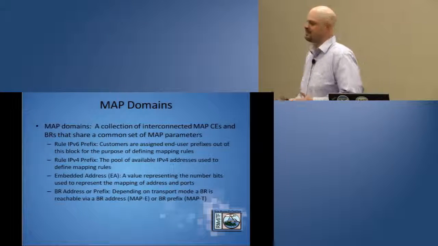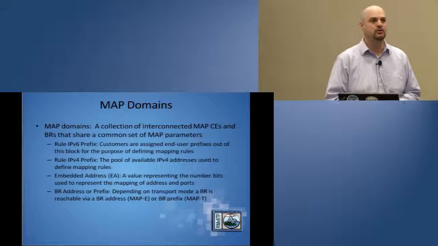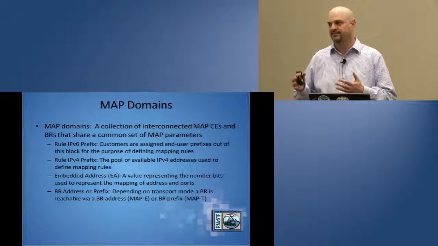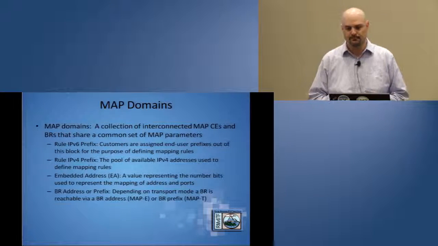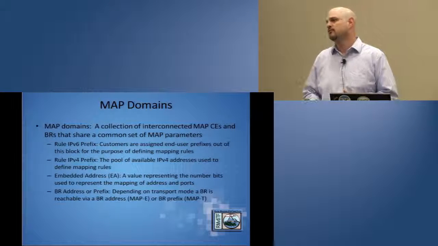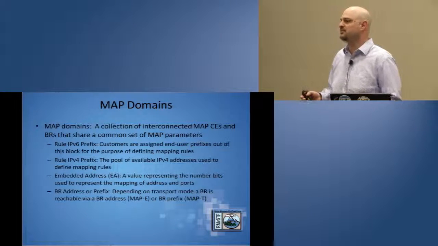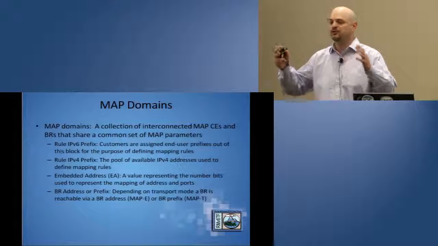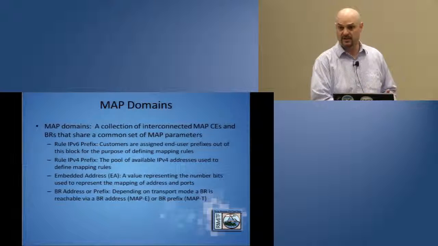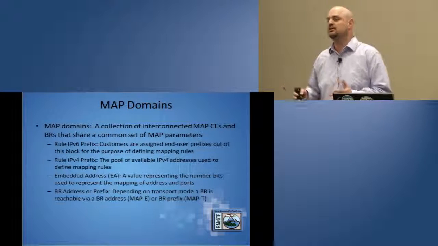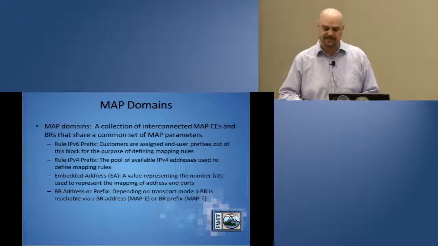So MAP deployments are made up of MAP domains. You could deploy it as a single MAP domain, but as I'll show later on in the presentation, that might not be the best idea. MAP domains share a common set of parameters, and I'm going to give you some of the basic ones. We have a rule IPv6 prefix, and you have to think of it as the parent prefix from which all other prefixes are delegated for the purposes of MAP. That being said, that can be the same parent prefix that you're allocating to non-MAP customers. It doesn't have to be unique to MAP.